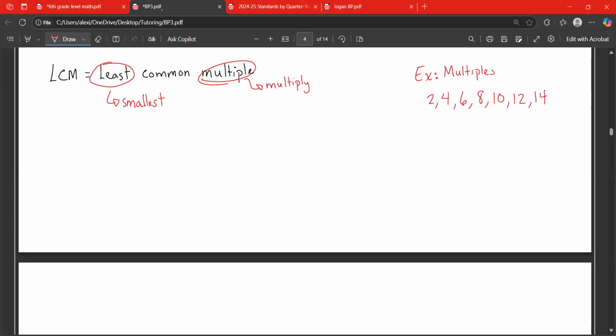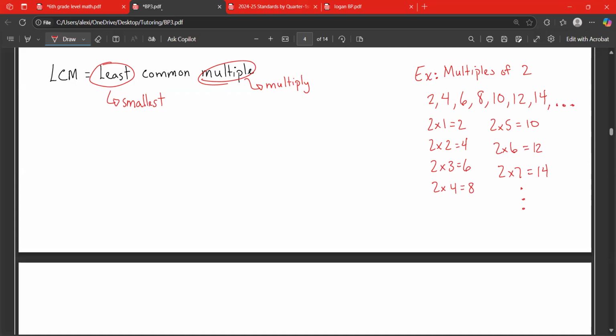Multiples of 2. Why? Because I can do 2 times 1 to get 2, and I can do 2 times 2 to get 4, and I can do 2 times 3 to get 6, and 2 times 4 to get 8, and 2 times 5 to get 10, and 2 times 6 to get 12, and 2 times 7 to get 14, and etc. It goes on forever. So we'll just put dot, dot, dot. So you see, multiples actually involve some work.